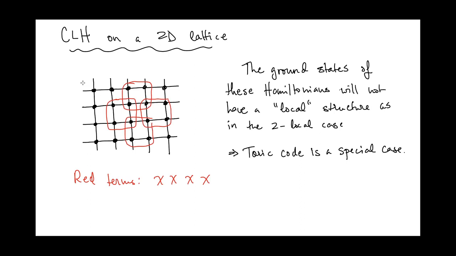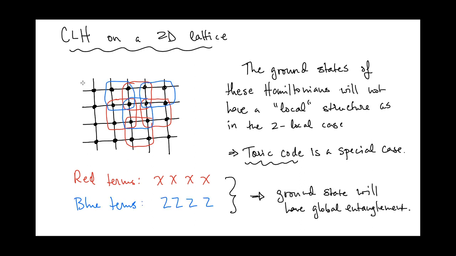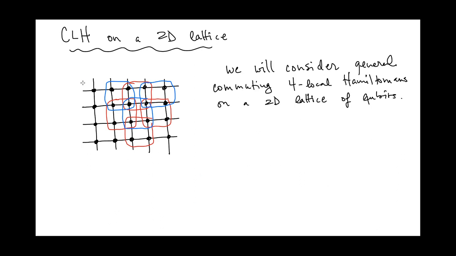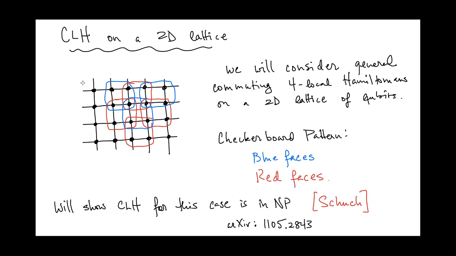So for the toric code, you can think of this as a checkerboard pattern. The red terms are the X terms, and the blue terms are the Z terms, okay? And what we're going to do is consider general commuting local Hamiltonians on a 2D qubit lattice. So not just the toric code, but any sort of commuting terms. So I will think about checkerboard patterns. I will consider the blue faces separately from the red faces. And I'm going to sketch a proof by Norbert Schuch that this special case of commuting local Hamiltonian sits inside NP.